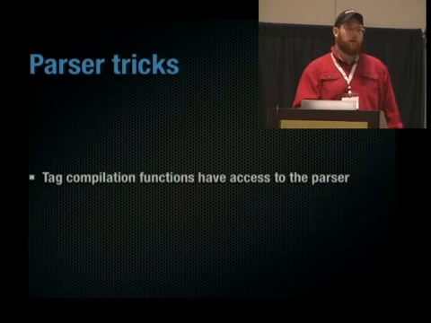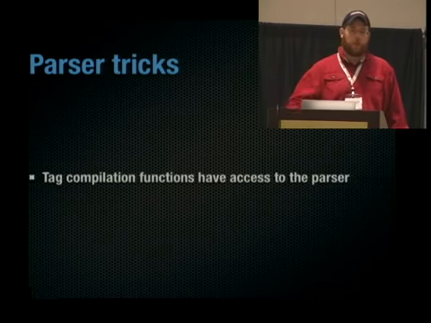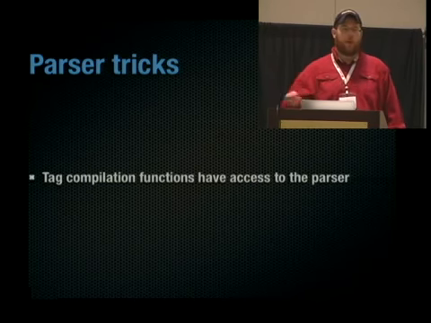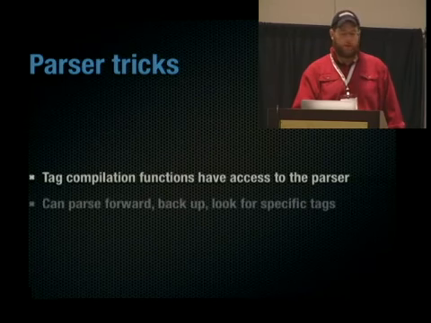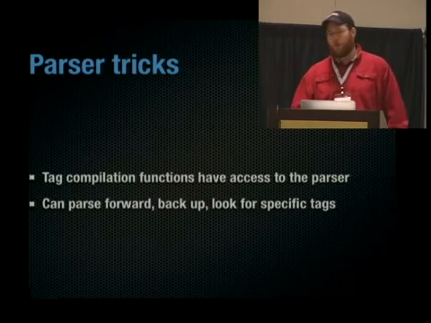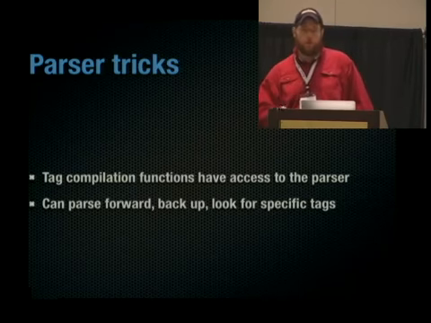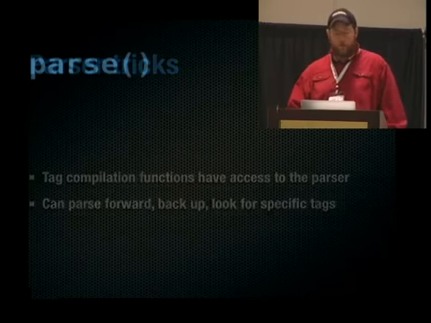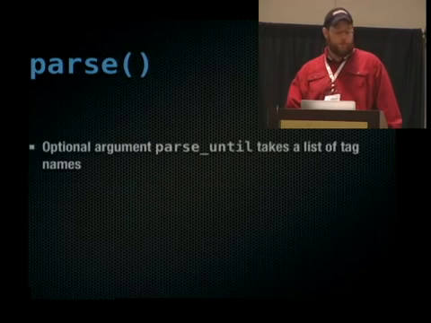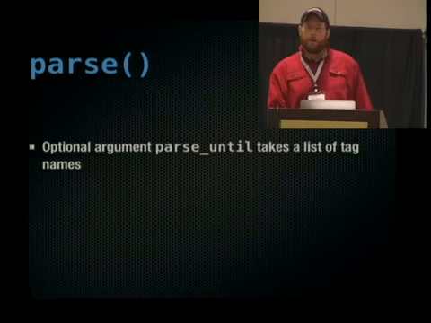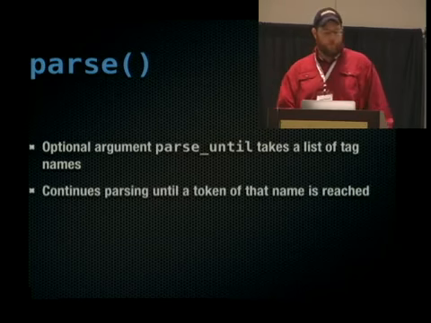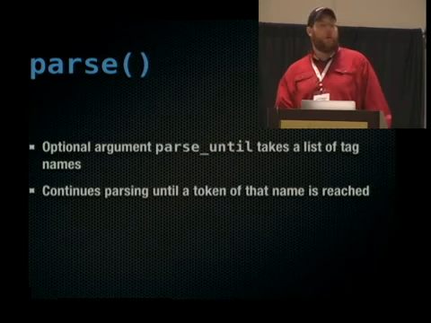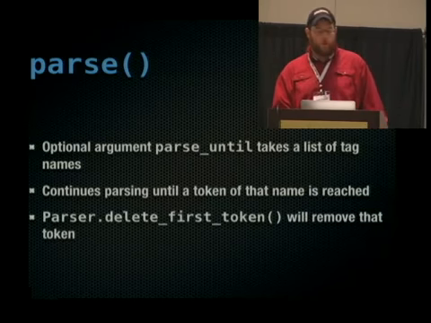The parser is kind of fun to play with. If you've done the documentation part where we go over how to write a tag compilation function, you get access to the template parser and you can play with it in there, which means you can parse forwards and backwards in the template. You can look for specific other tags in the template. You can call the parse method, which does take an optional argument called parse_until. It takes a list of tag names and it parses up until it encounters one of them in the template. Specifically a token of that name, because those are tokens at that point.